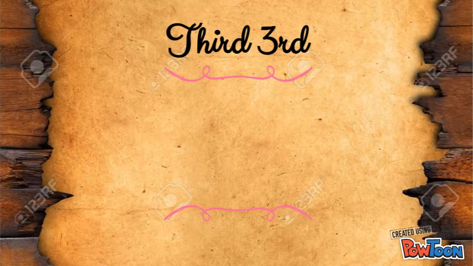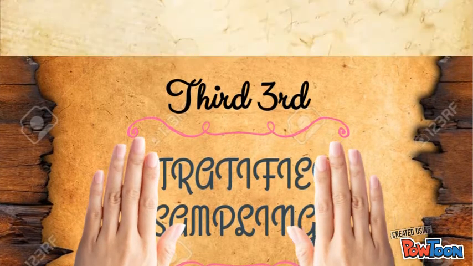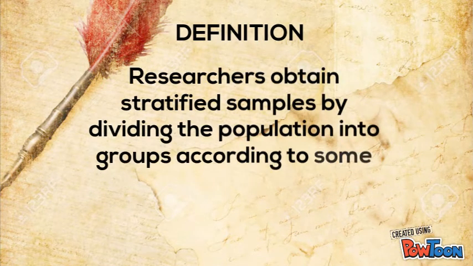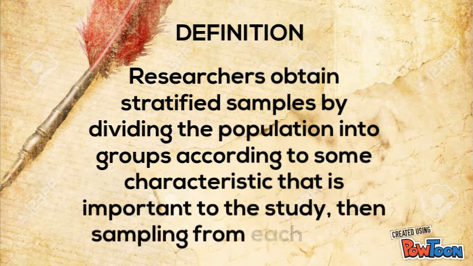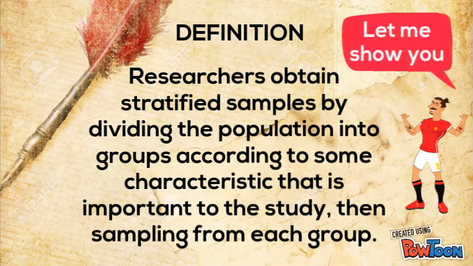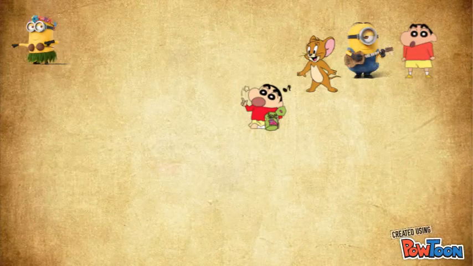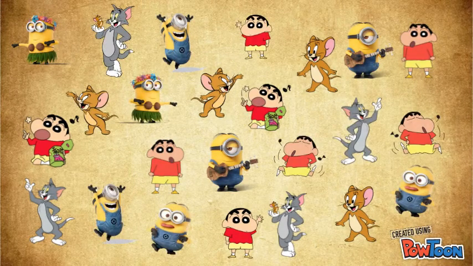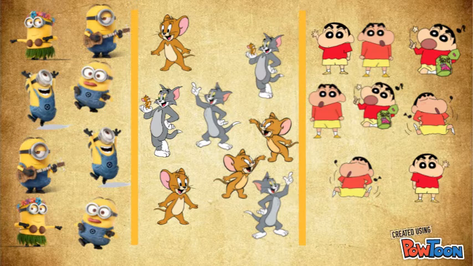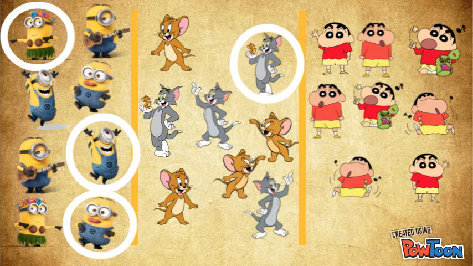Now we move on to stratified sampling. Now we go to the definition. Researchers obtain a stratified sample by dividing the population into groups according to some characteristic that is important to the study, then sampling from each group. Now we go to the example. This is all the population shown in the example. Then we classify the population into groups by characteristic. Then we select randomly from each group.